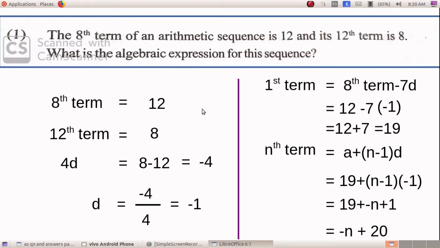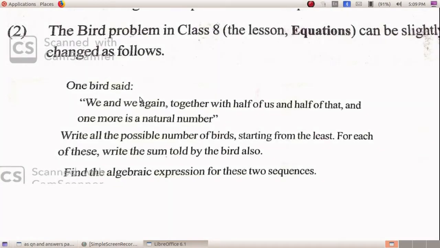Now let us discuss the second question. Read the question. I think that you are well familiar with this question. It is said that this question is familiar to you from the 8th standard itself. A bird says that we, and we again, together with half of us and half of that, and one.